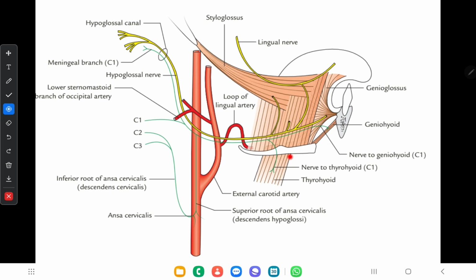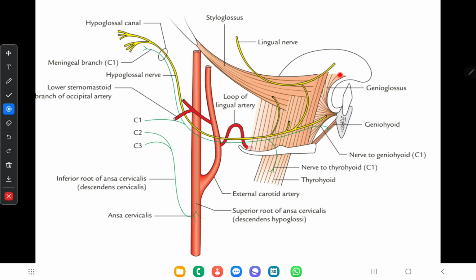In the digastric triangle, the hypoglossal nerve crosses the hyoglossus muscle. This is the hyoglossus muscle on its superficial aspect, and it lies below the submandibular duct and deep part of the submandibular gland, then passes deep to the mylohyoid to pierce the genioglossus. Here is the genioglossus muscle for supply of lingual musculature.